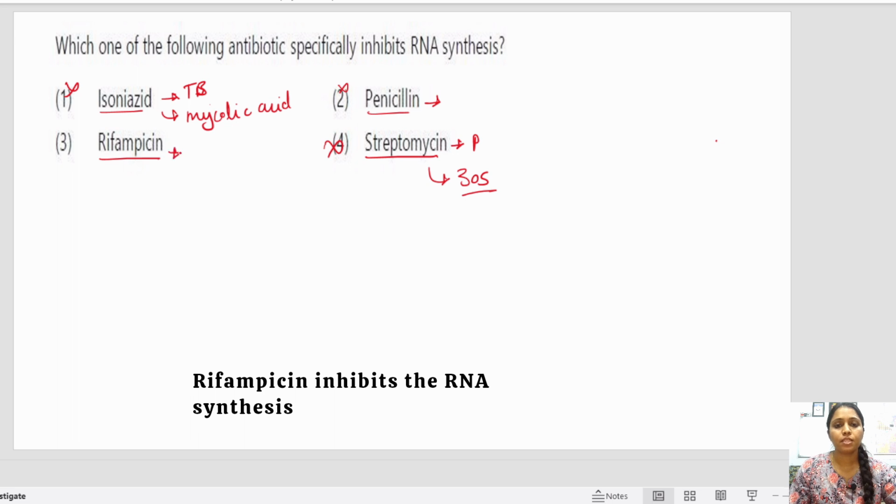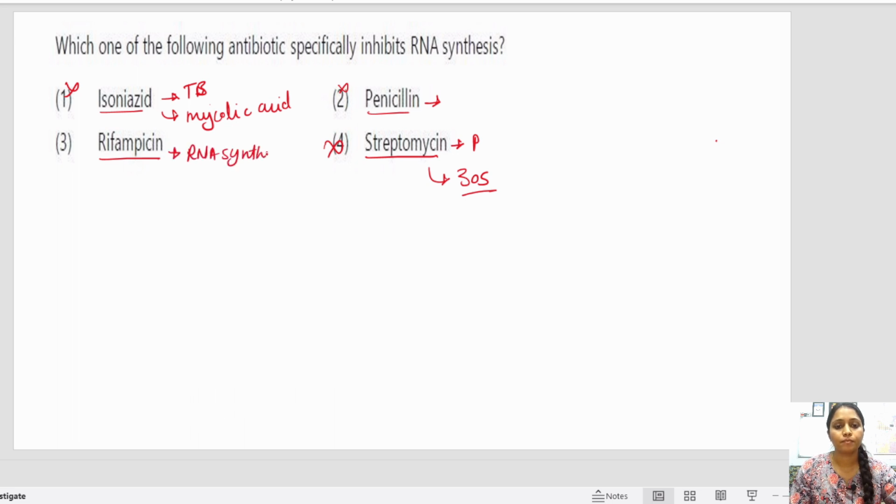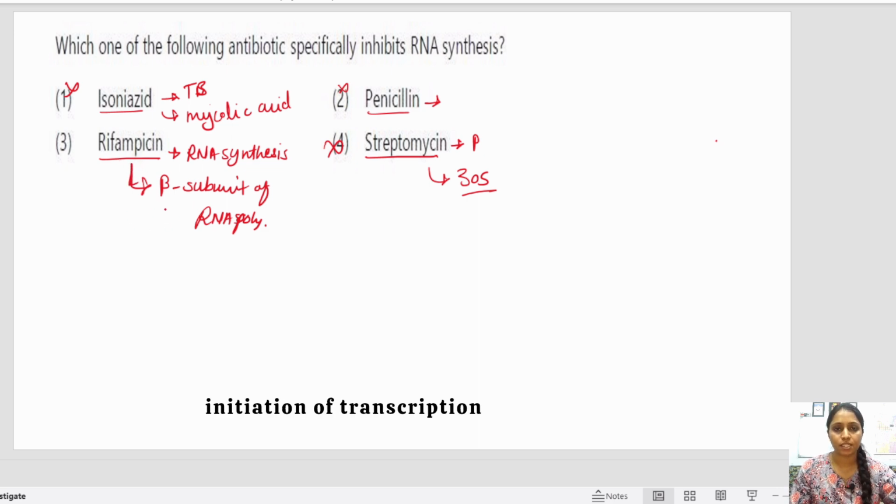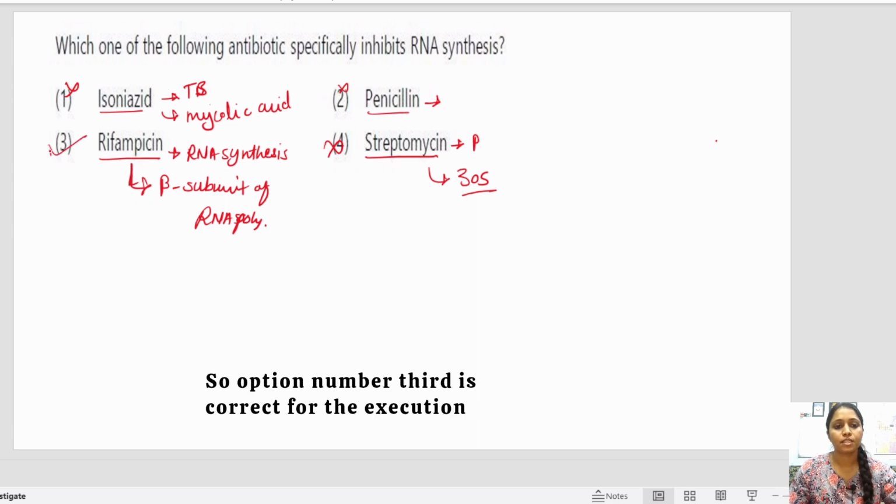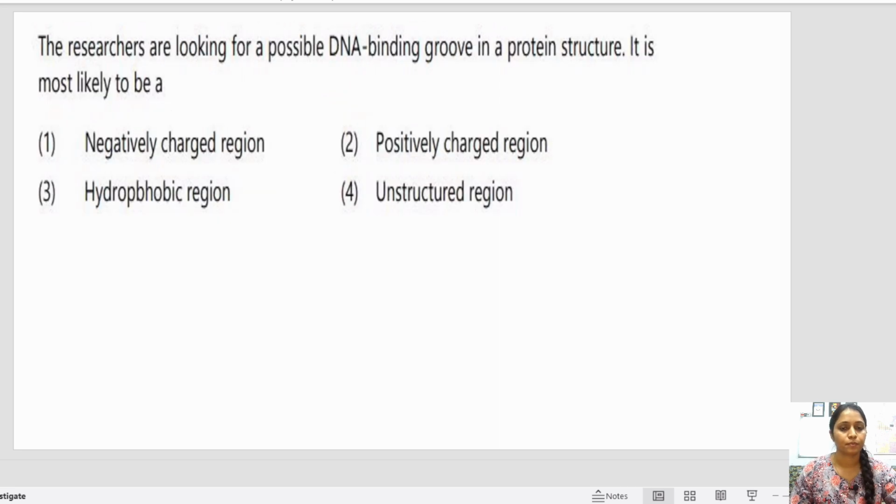Rifampicin inhibits the RNA synthesis by binding to the beta subunit of RNA polymerase, and it inhibits the initiation of transcription. So option number 3 is correct for this question.